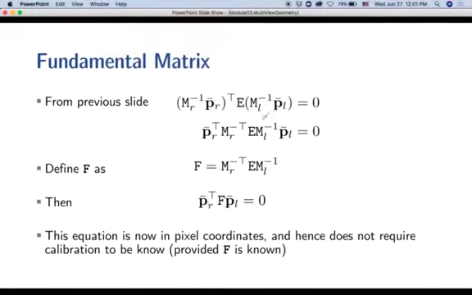This is what I had from the previous slide. What I can do is take this transpose and open this up. A times B transpose is B transpose A transpose. So I get PR transpose MR minus transpose, which is the transpose of the inverse, into E into ML inverse PL bar equal to 0.